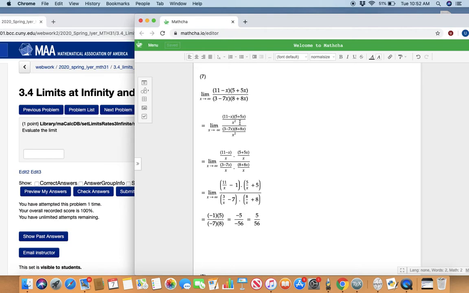Okay. Now I will rewrite this x squared as an x and an x. So I get one x for this factor, another x for this factor. Likewise, in the denominator itself, I take one x factor for here and one x factor here. Alright. So division distributes. So you have 11 over x minus 1, 5 over x plus 5. Denominator 3 over x minus 7, 8 over x plus 8.